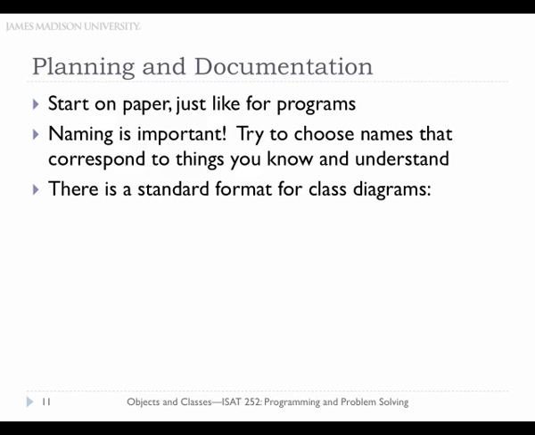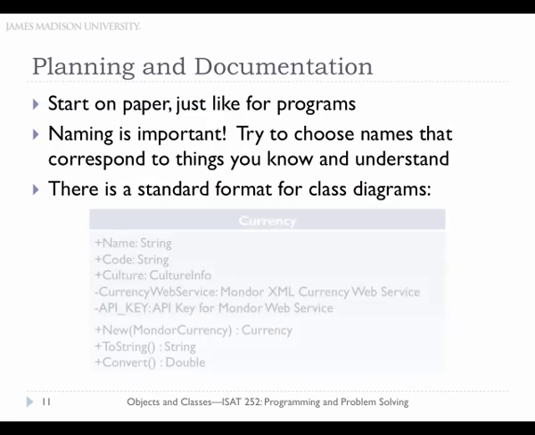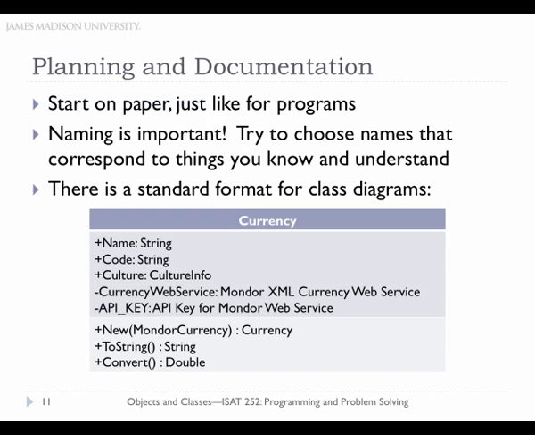And there's a standard format for class diagrams. So they look like this. Basically, it's a table with a single column and 3 cells. In the top cell, you have the name of your class. So in this case, I'm doing the currency class. In the second cell, you have your properties. The little plus sign next to the property indicates that it's a public property, and the little minus sign next to it indicates that it is a private property.